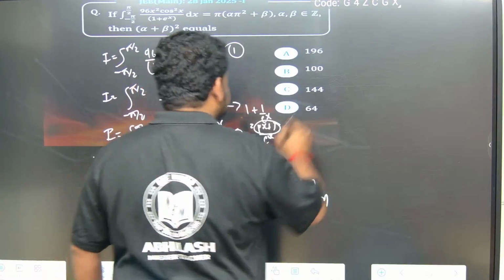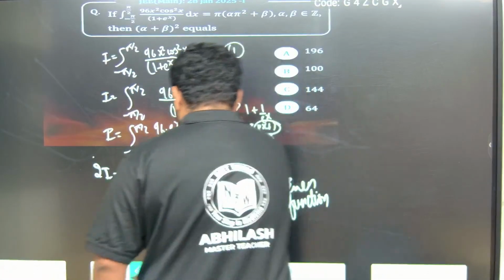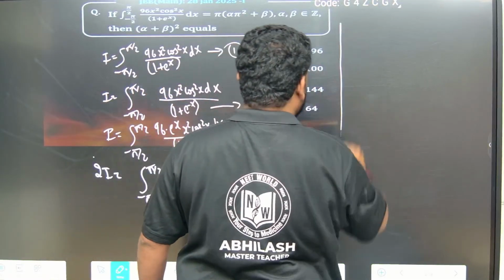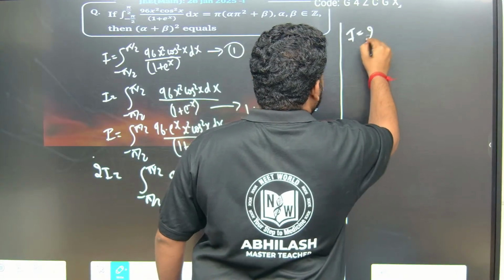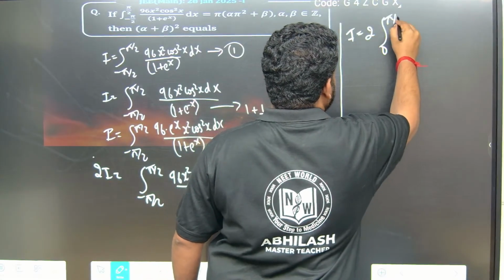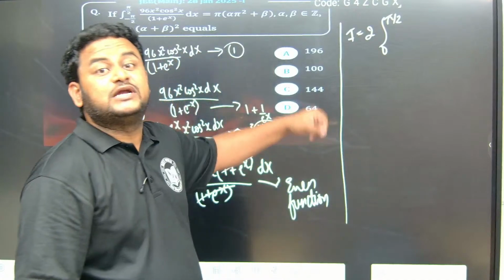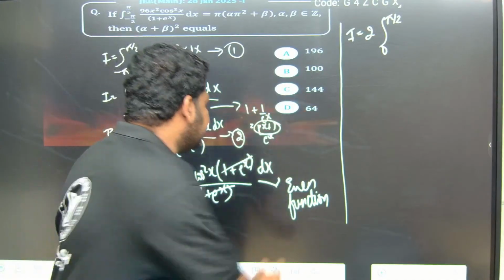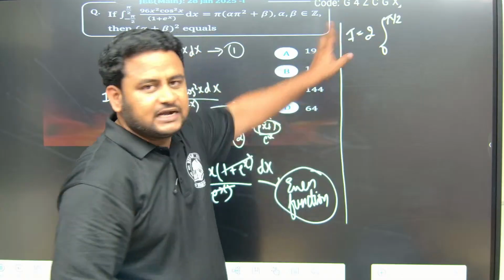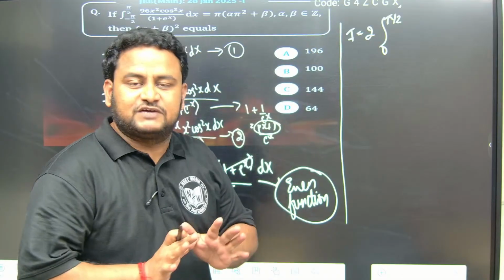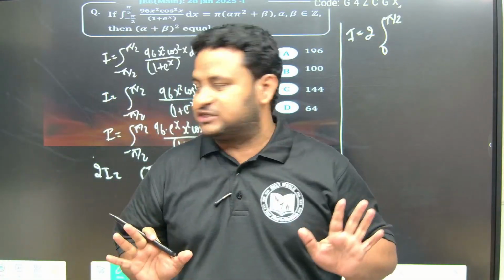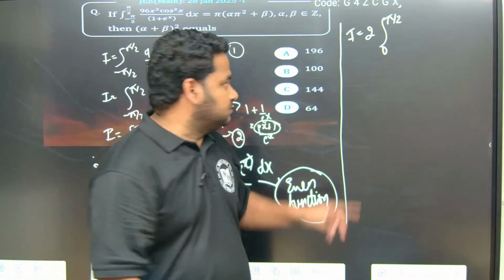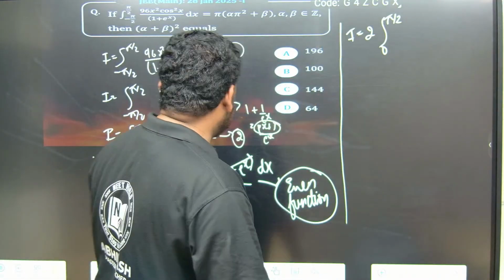This will completely transform into I is equal to 2 times 0 to pi by 2. Since it is an even function, I am writing 2 times 0 to pi by 2. Why? Since it is an even function. So, I am writing it like that. Otherwise, directly you cannot write. First, you have to check for what? Whether it is an even function or an odd function. Then only you can go ahead with it. Since it is an even function, I am doing this 2 times 0 to pi by 2.